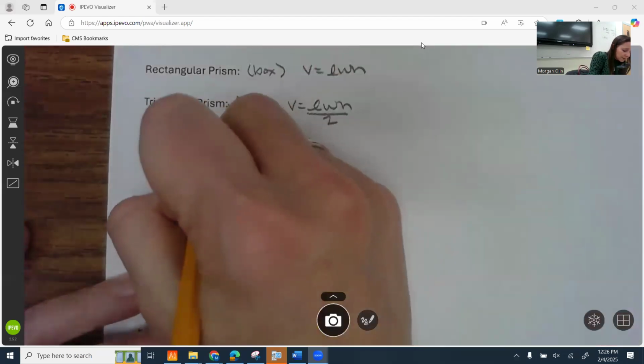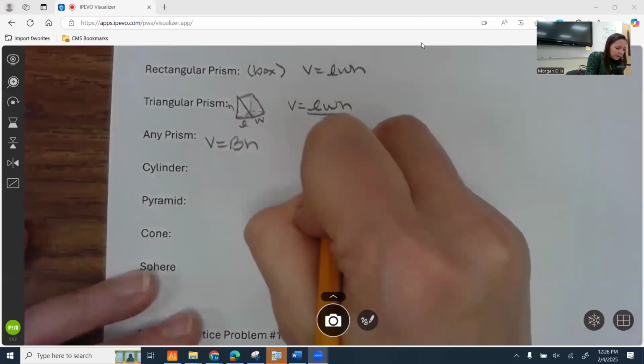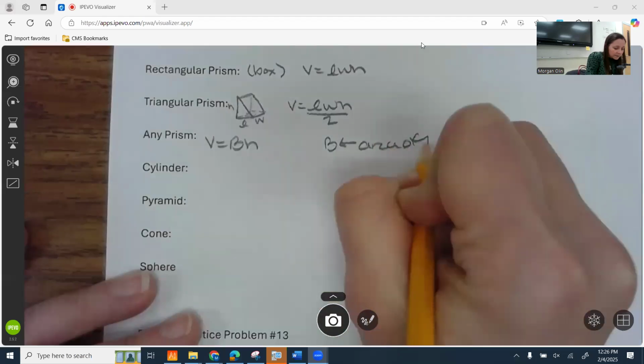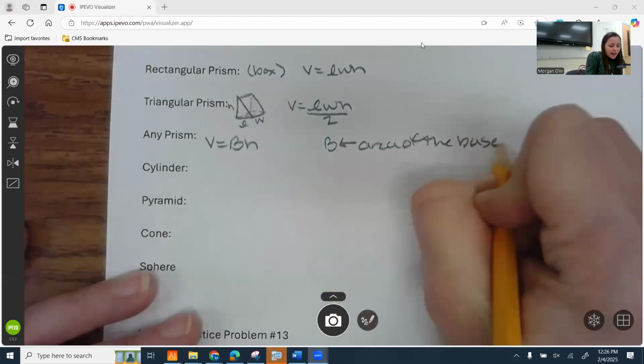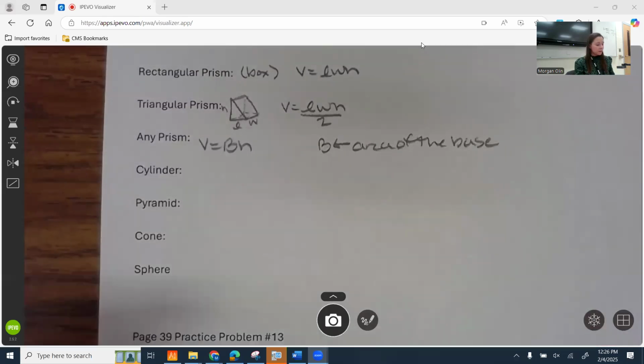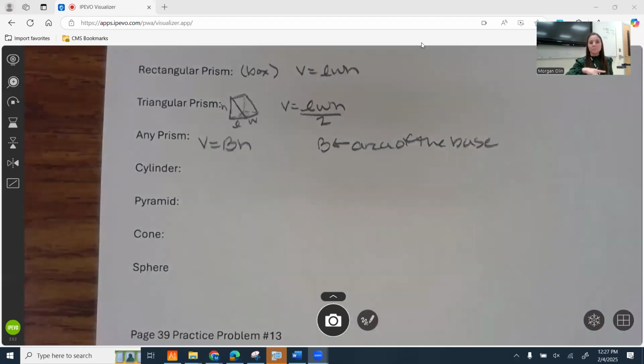The volume formula is actually big B times H. Big B in any of these formulas stands for the area of the base. So if I had a pentagonal prism, you would have to find the area of that pentagon, put it here, and then times it by the height. The height would be the distance between those two pentagons.